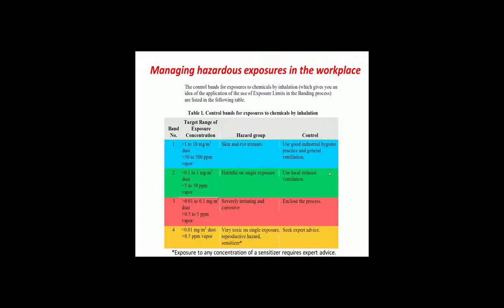This slide gives you an idea of the control bands for chemicals by inhalation, and it gives you an idea of the application for exposure limits. So there you can see in 4 different bands the types of dusts, the hazard groups that they fit into, and what you can see there is the different sizes of the particles within the exposure concentrations, and then the type of controls that you'd use. So this is the sort of table that you can end up laying out for particular hazardous substances.